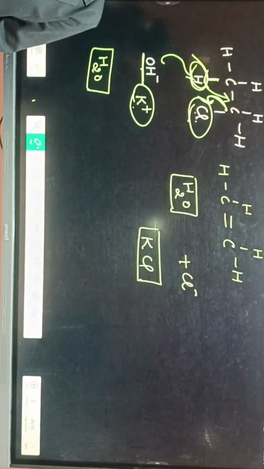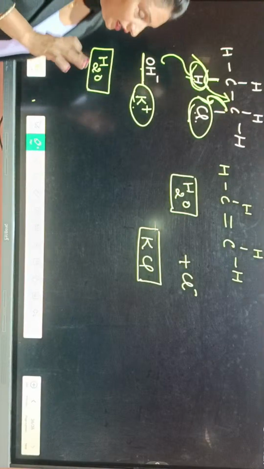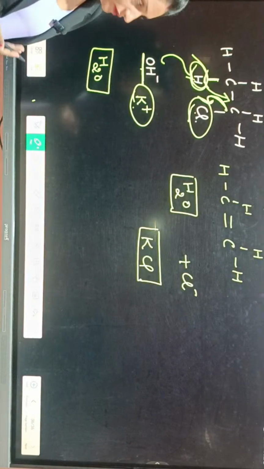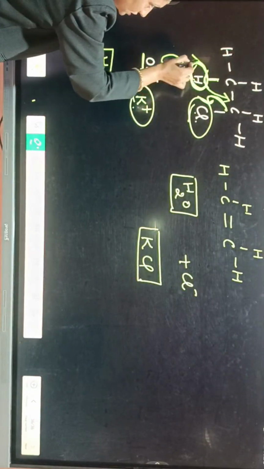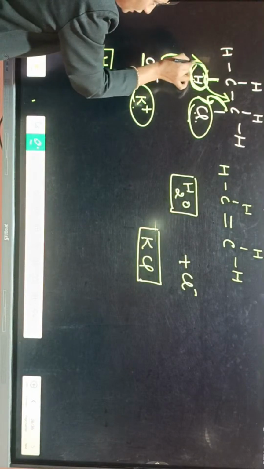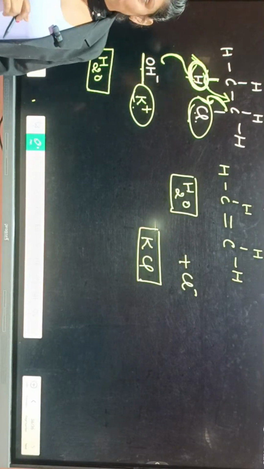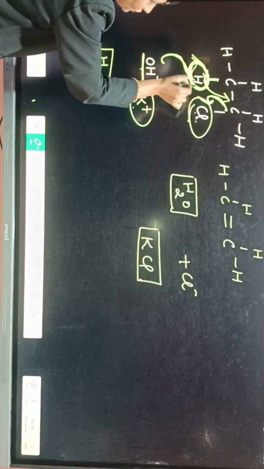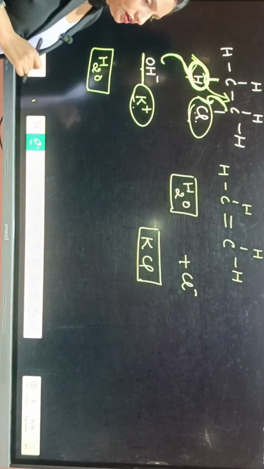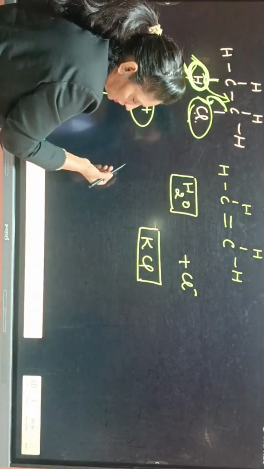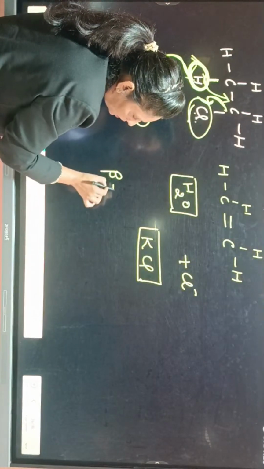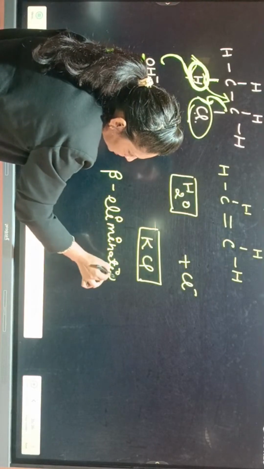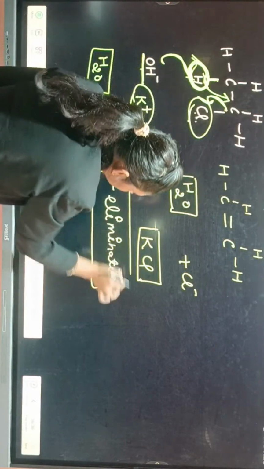Okay. In the first step, students, what is happening here? This reaction is taking place in two steps. In the first step, dehydrogenation is taking place, and this is the slowest step. In the first step, removal of hydrogen takes place here. That's why it is known as beta elimination. This reaction is also known as a beta elimination reaction.